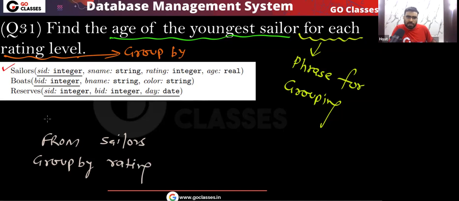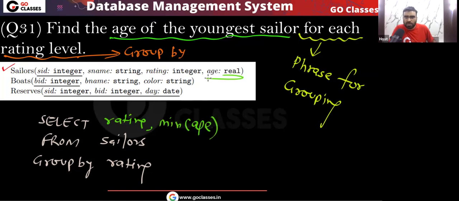Then select the age of youngest seller in every group. Remember, for every group the age of youngest seller. So very simple: rating, comma, the minimum of age. Minimum of age. So this is your answer. I hope this point is clear. Okay, so this is the final answer.